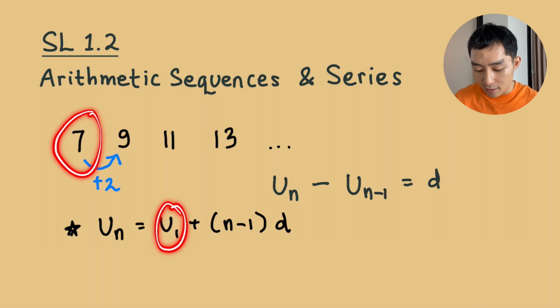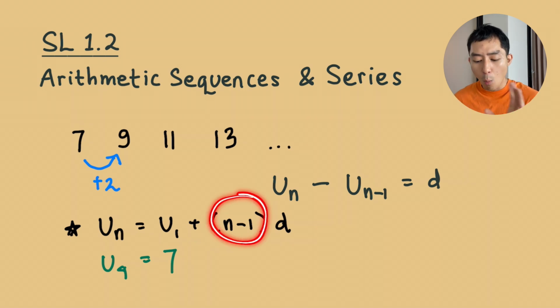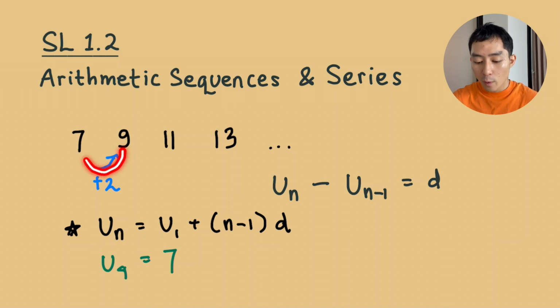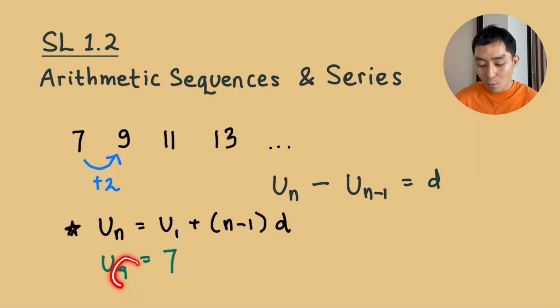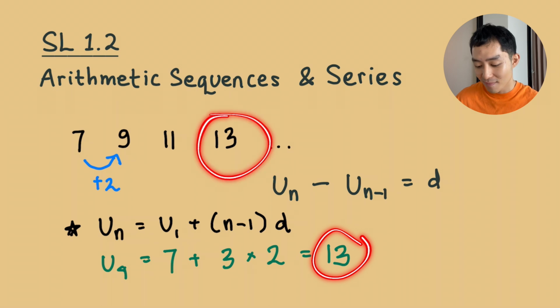We know that the first term is 7, right? So let's say I want to go to the fourth term, in which U4 equals 13. We can keep it as U4 first. And now you might want to see why it is n minus 1. Because to get to the fourth term, we need to jump 3 times. So if this is 4, then the jump is 3 times multiplied by the difference. The difference is plus 2. So 7 plus 6 equals 13, which is exactly the same as above.